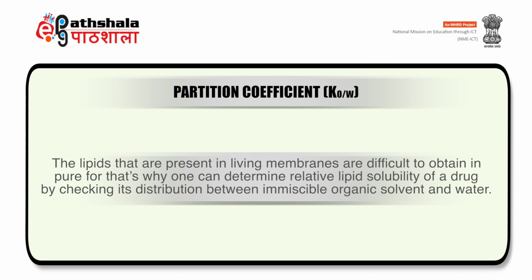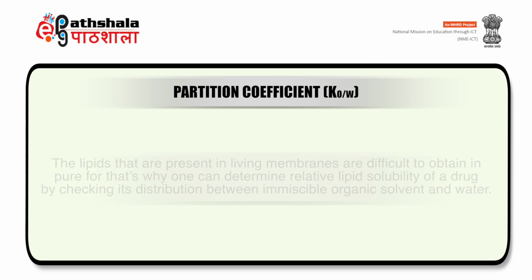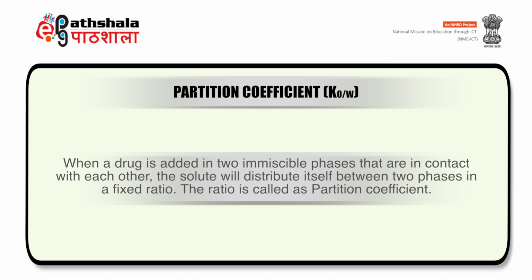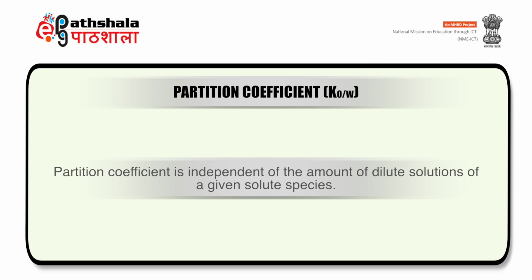The lipids that are present in living membranes are difficult to obtain in pure form, so one can determine the relative lipid solubility of a drug by checking its distribution between an immiscible organic solvent and water. When a drug is added to two immiscible phases that are in contact with each other, the solute will distribute itself between these two phases in a fixed ratio. This ratio is called the partition coefficient. The partition coefficient is independent of the amount of solute in dilute solutions of a given solute species.